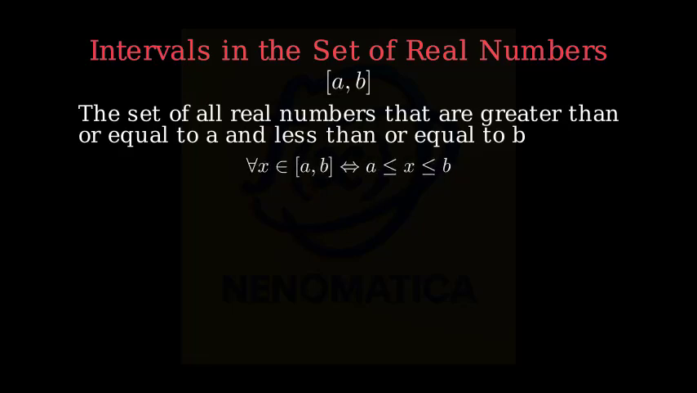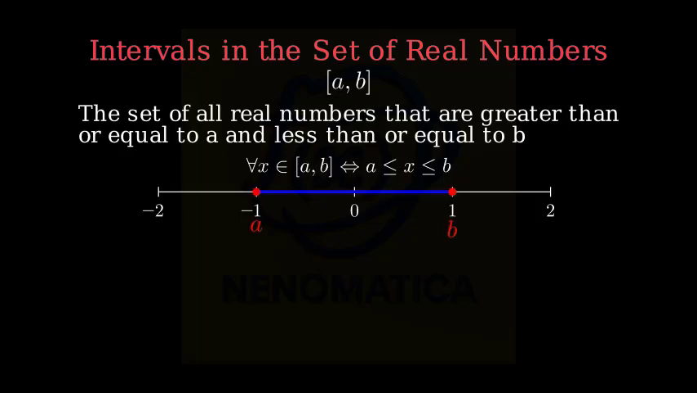Using set builder notation, we can write this as the set of all x such that x is an element of the real numbers and a is less than or equal to x, and x is less than or equal to b. On a number line, we represent this interval with a line segment from a to b with solid dots at both a and b to indicate that they are included in the interval.